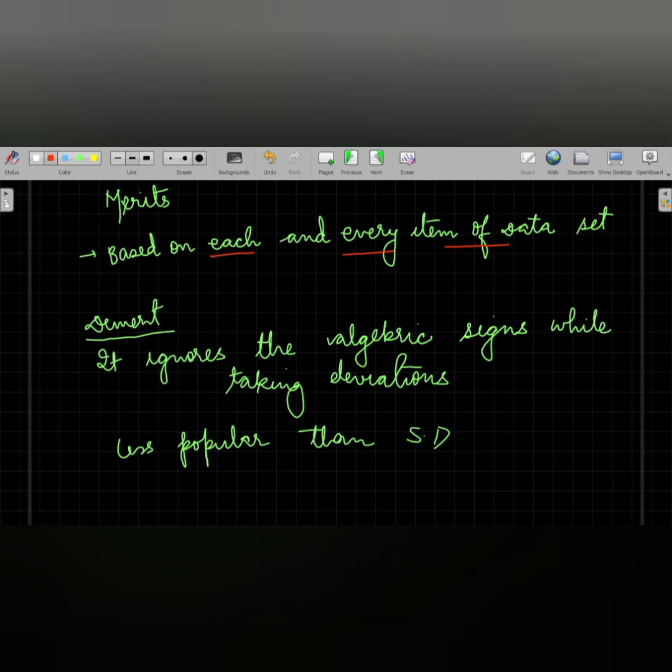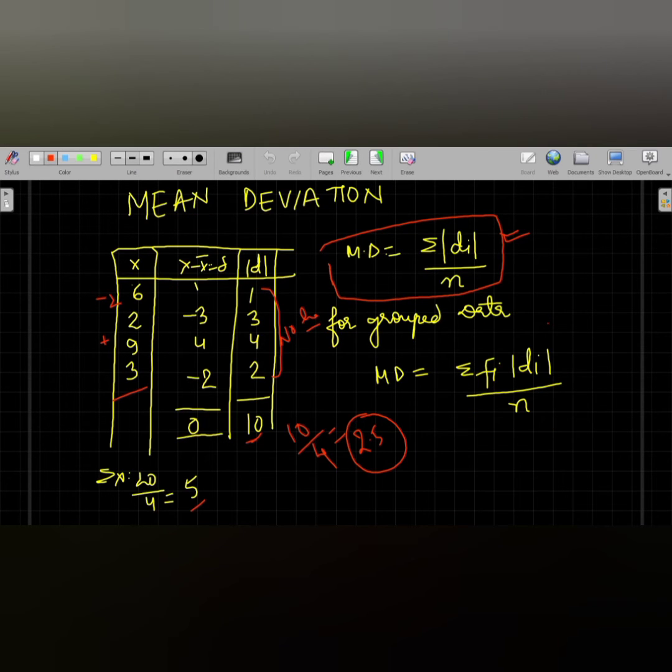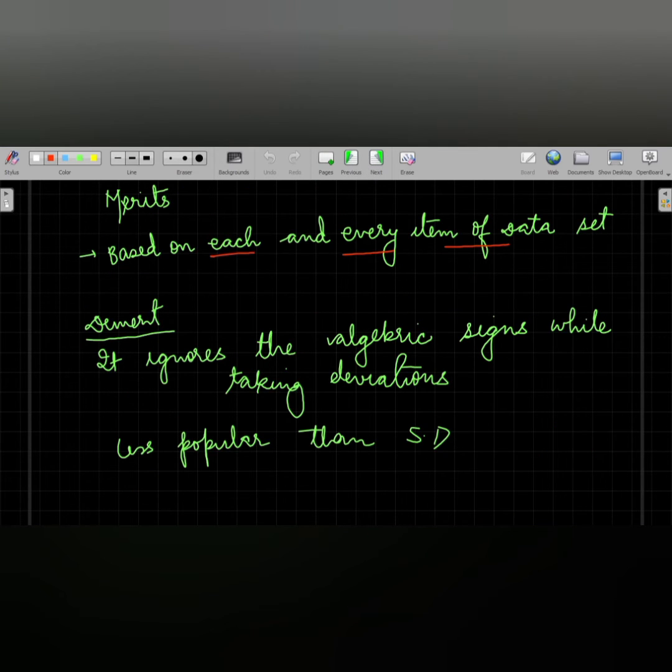Right? The basic demerit of the mean deviation, you can identify it yourself, because I have told you, while solving we just ignore the negative sign. This is the basic demerit of the mean deviation. So it ignores the algebraic sign while taking deviations, and it is less popular than standard deviation.